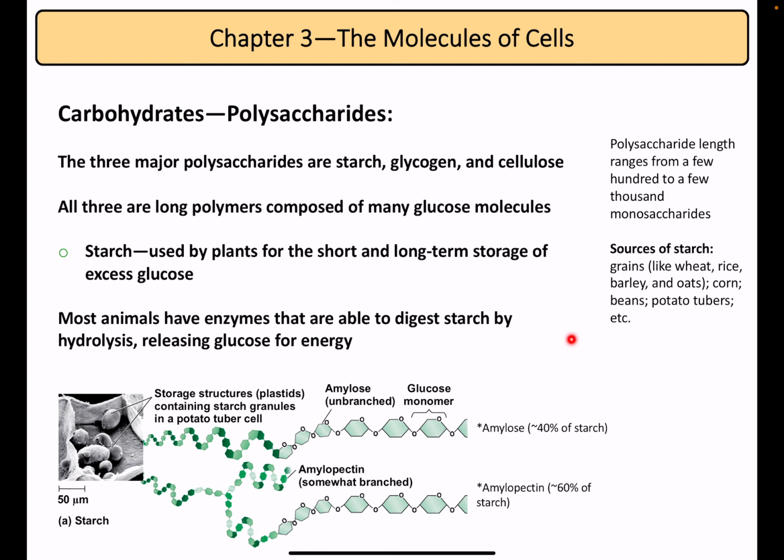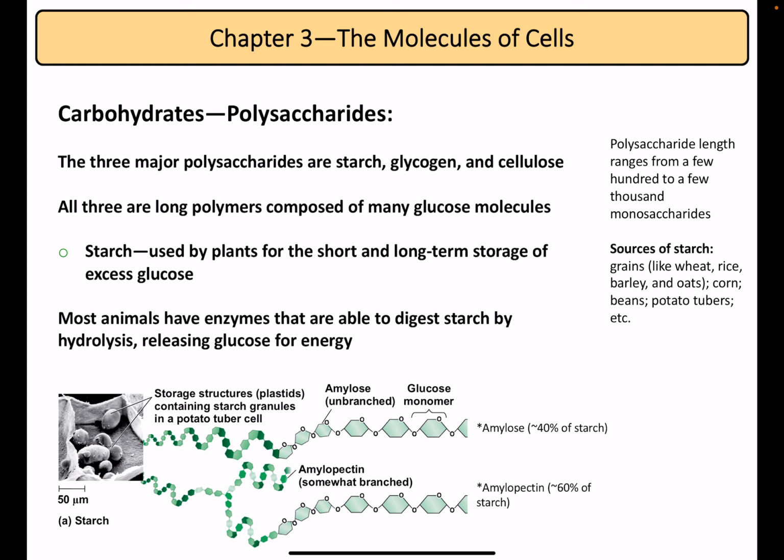Now, in terms of nutrition, major sources of starch are basically the seeds of certain, what we call dry fruits, in other words, grains. So the seeds of wheat, rice, barley, oats, also corn, potatoes, obviously, beans. These are the major sources of starch.